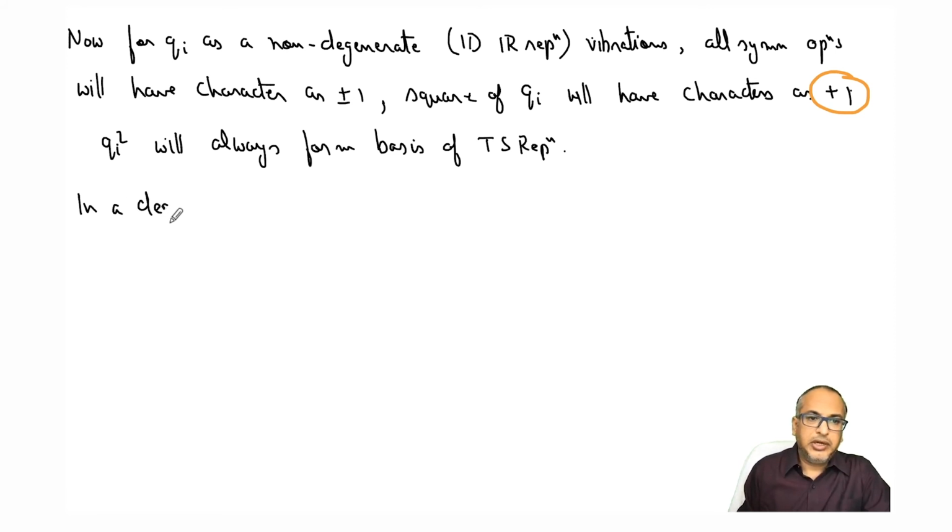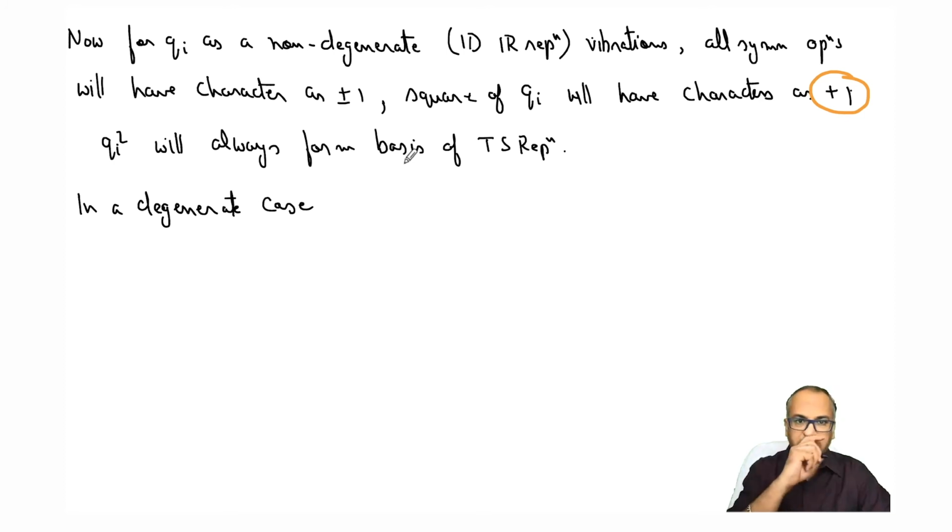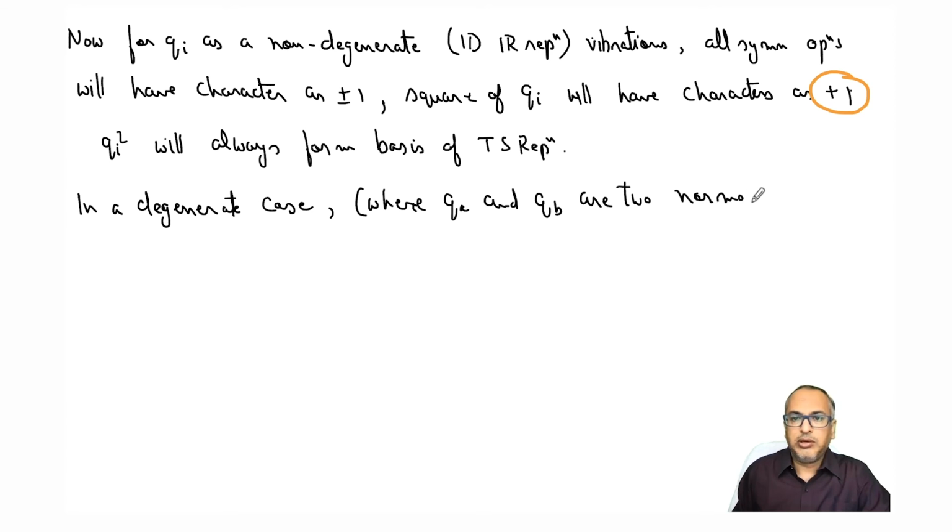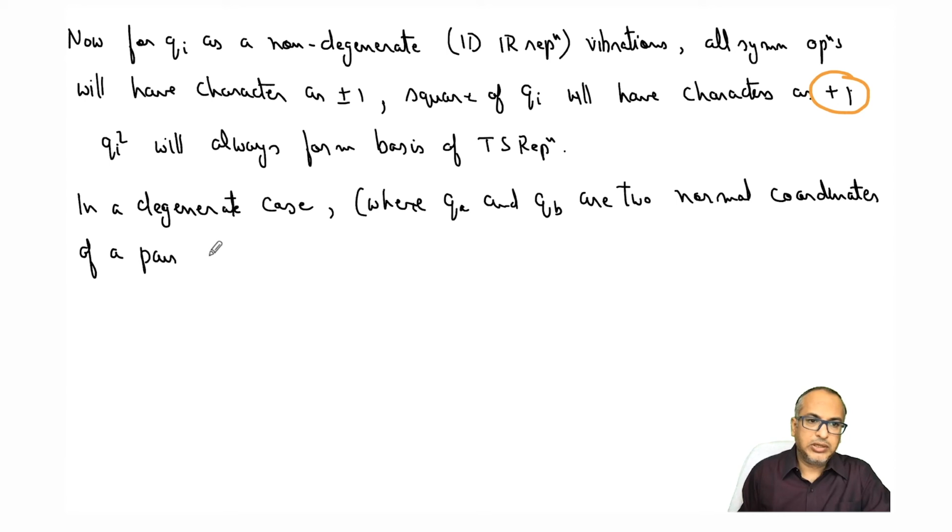In a degenerate case, we will also discuss examples, so do not worry if you're not able to follow it. We'll see examples and then it will be very clear. So in a degenerate case, where QA and QB, let's say there are two Q values for the corresponding degenerate case, are two normal coordinates of a pair of vibrations. Now degenerate vibrational mode, that means two vibrations will have same frequency. Now those pair of vibrations will have two normal coordinates QA and QB, right?